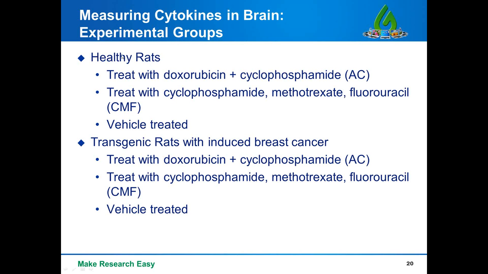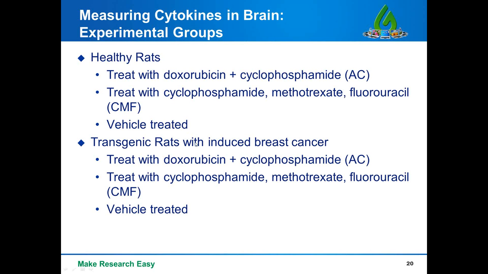So healthy rats, these are just regular rats. We're going to treat them with 2 different chemotherapeutic agents. One is doxorubicin plus cyclophosphamide. We're going to call this AC. And the other treatment will be cyclophosphamide, methotrexate, and fluorouracil, which is called CMF. And we'll also have some vehicle-treated rats to use as controls.